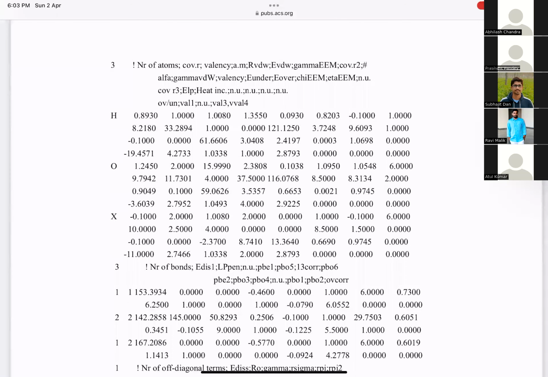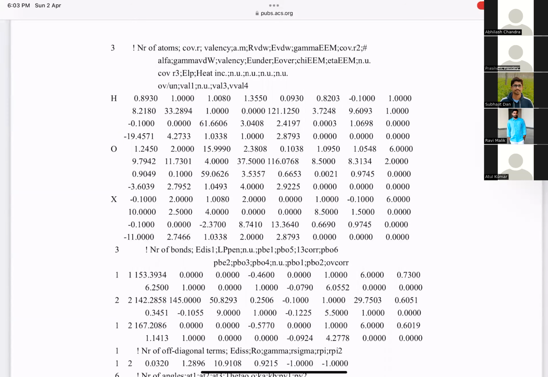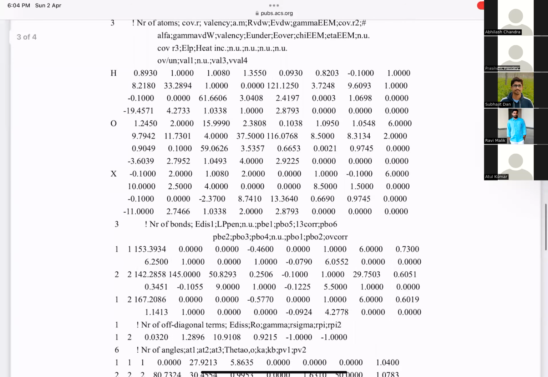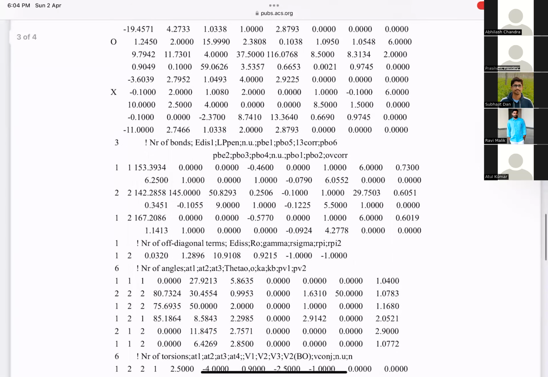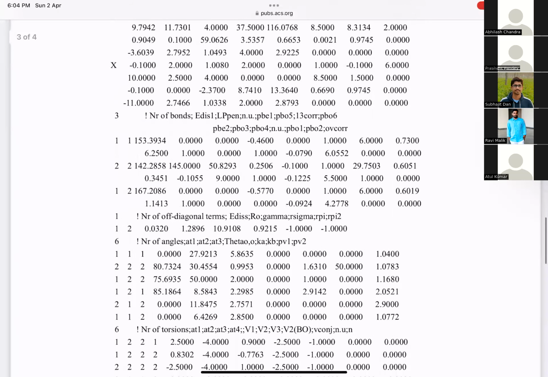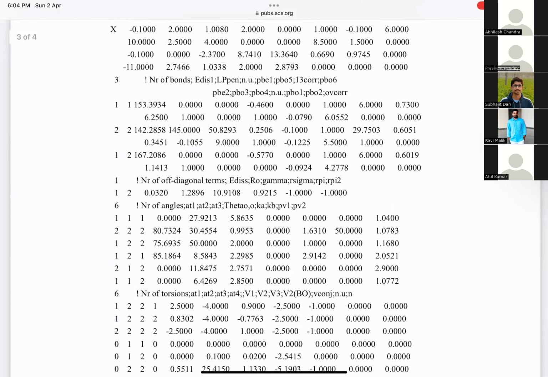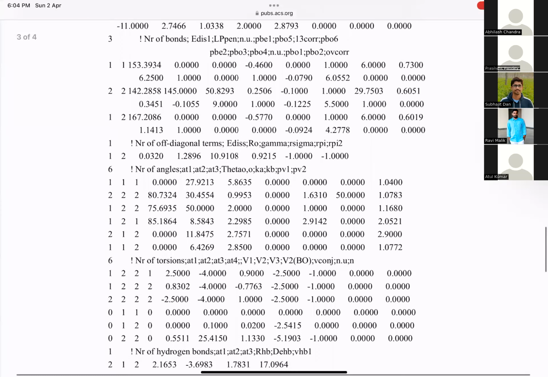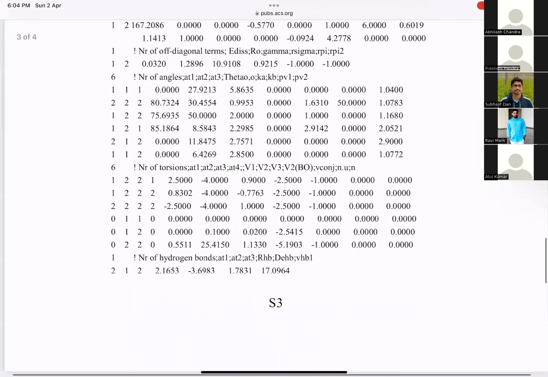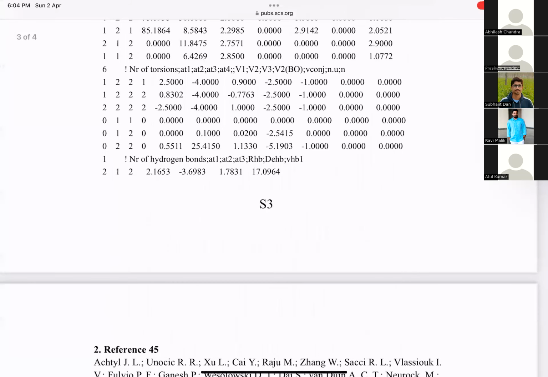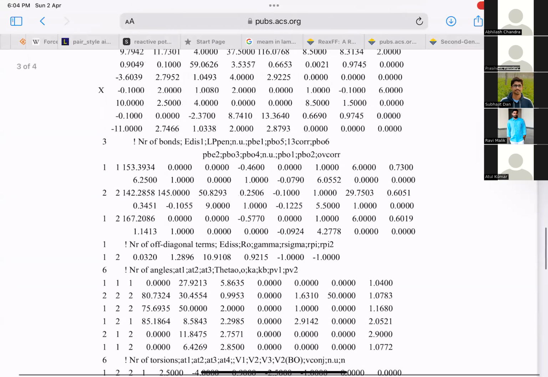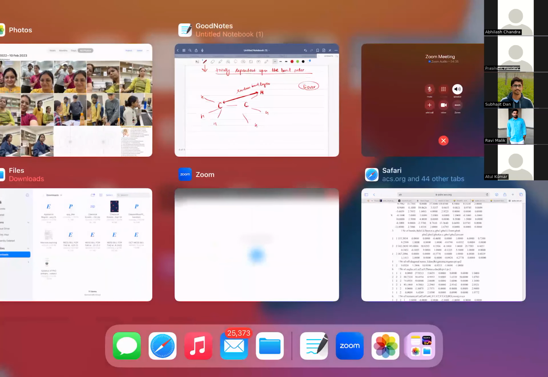So this is the typical reactive force field parameter file for water 2018. The upper OHX entries are the bonding parameters. And then these are the bond lengths for the corrections. Then we have the off-diagonal terms, there may be some off-diagonal terms for it. Then the angle parameters, 6 angle parameters. Then we have the torsional parameters and the number of hydrogen bonds. So this was your typical reactive force field file.